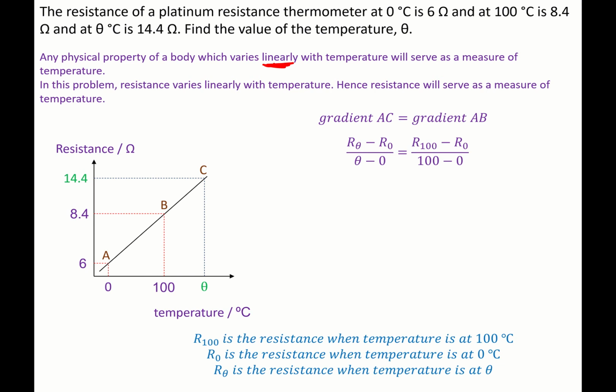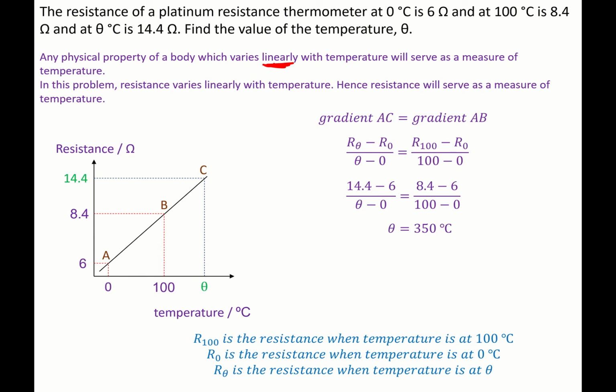So specific to this, R100 refers to the resistance when the temperature is at 100 degrees Celsius, and R0 refers to the resistance when the temperature is at 0 degrees Celsius, and R theta is the resistance when the temperature is at theta, which is the unknown temperature. So what you're going to do is to just plug in the values from the graph, and then through mathematical manipulation, find the unknown temperature theta, which is 350 degrees Celsius.